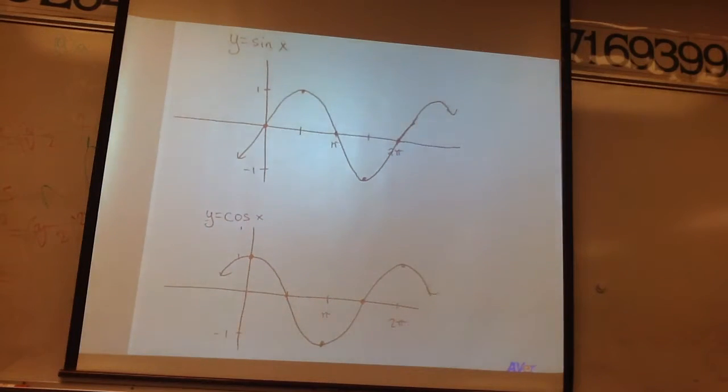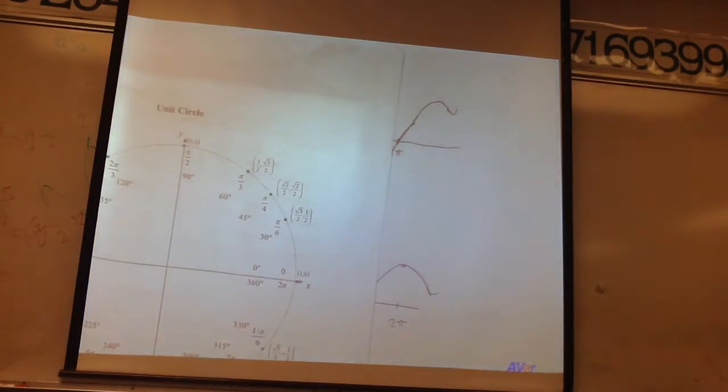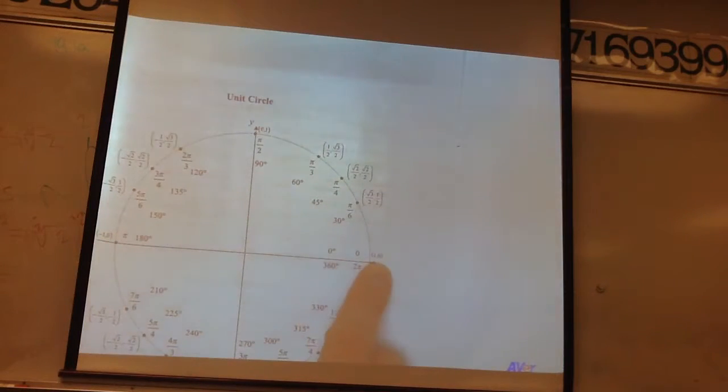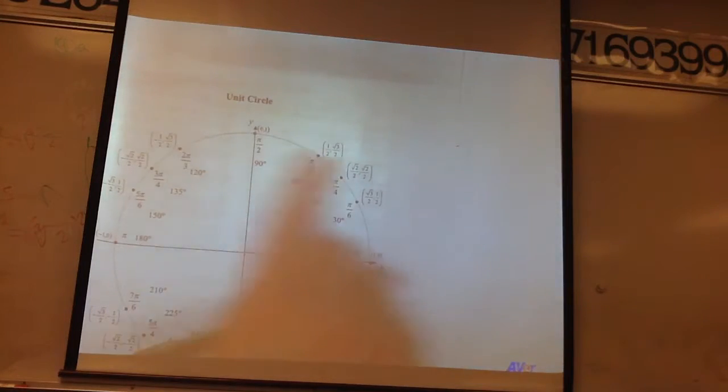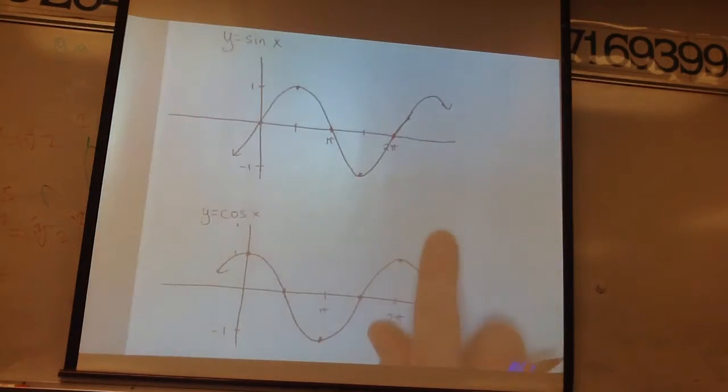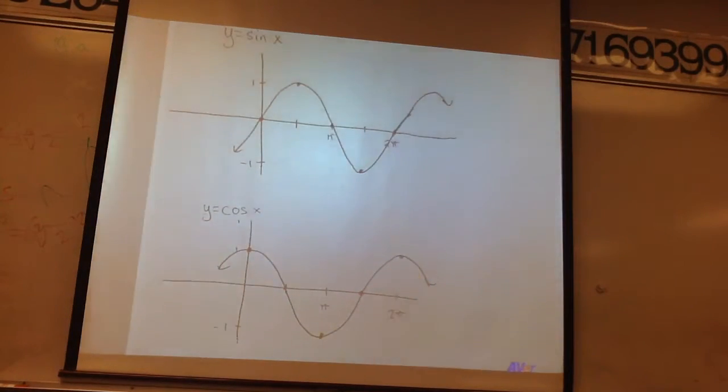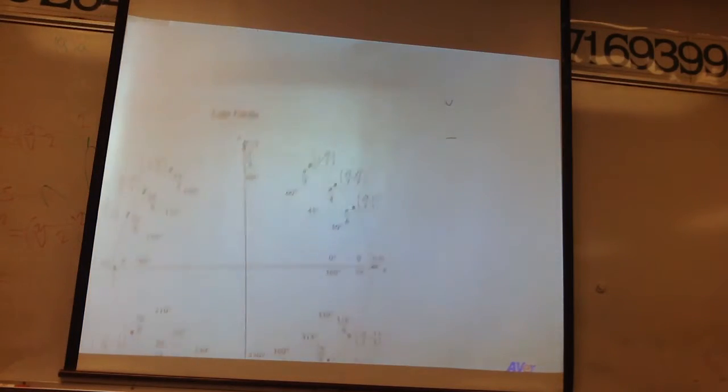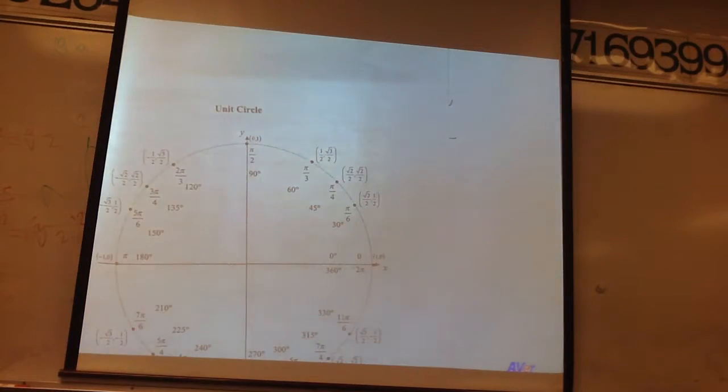It's just the first point, like that first thing right there. Cosine of 2 pi is also 1. Now I see it. And guess what the cosine of 4 pi is? Still 1. 6 pi? 1. 8 pi? Still 1. It's just going to repeat.